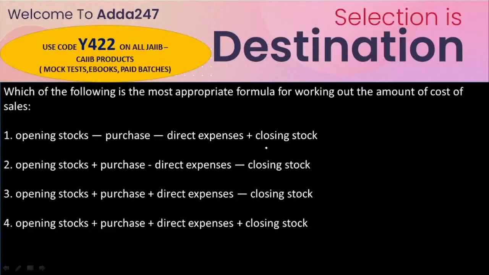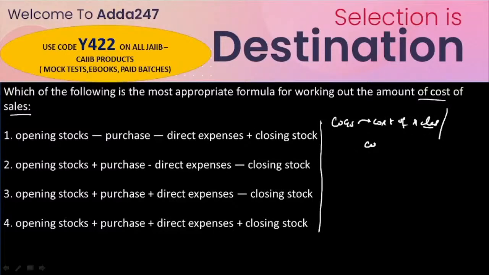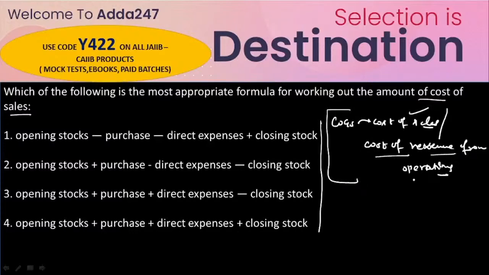The second question is a very obvious question, and many times I already explained it in my lectures. This question is from the ratio analysis chapter, where you just have to find out the cost of goods sold value. Like I always explain, the cost of goods sold basically refers to the cost of sales, or many times it is also known as the cost of revenue from operations.